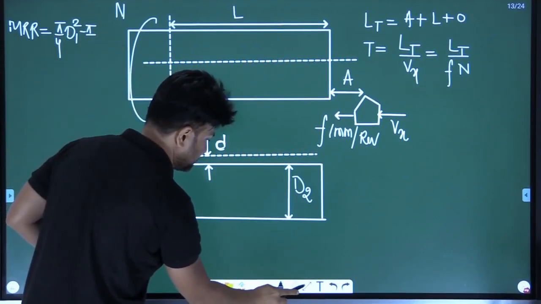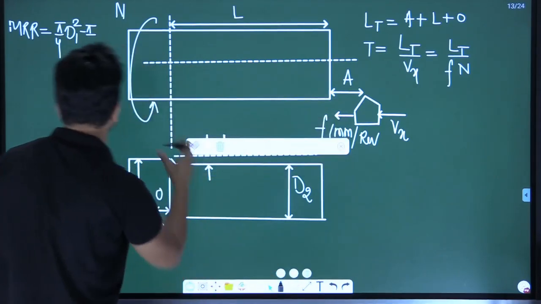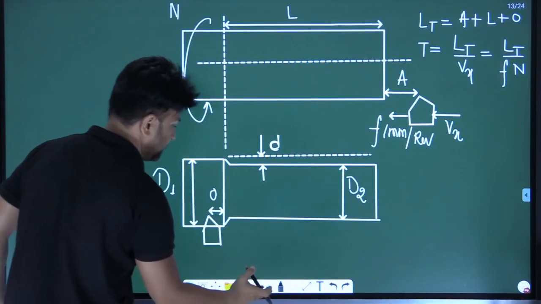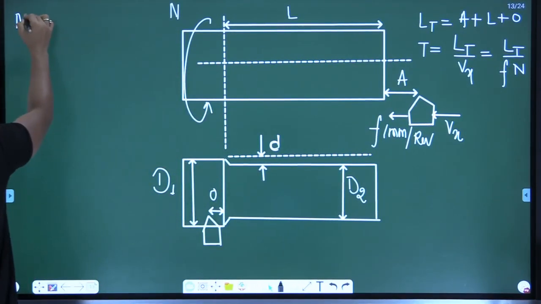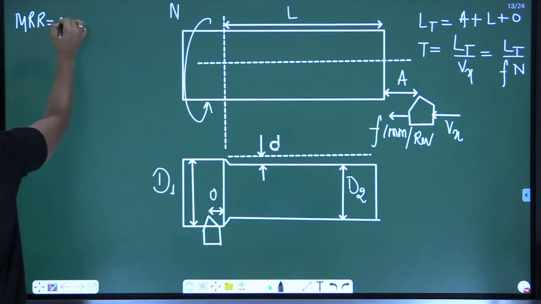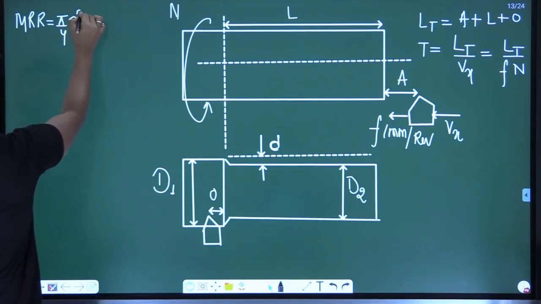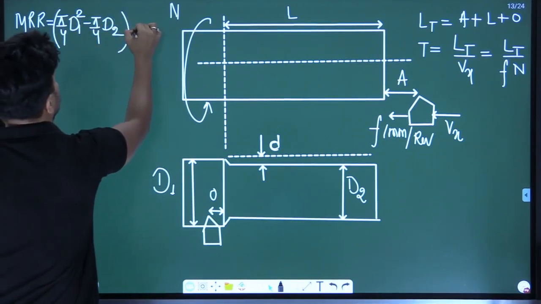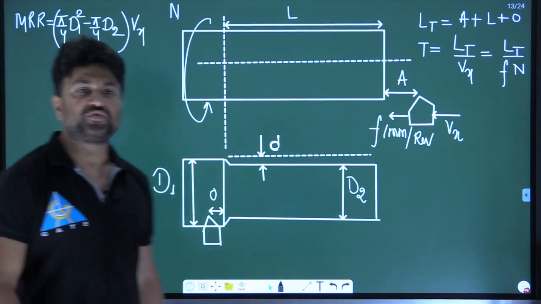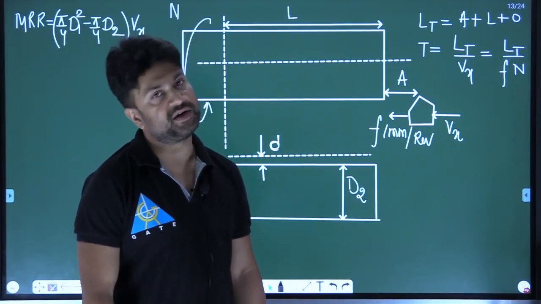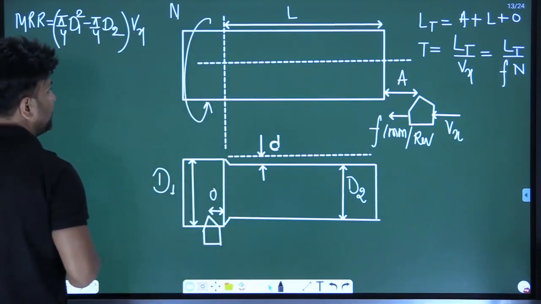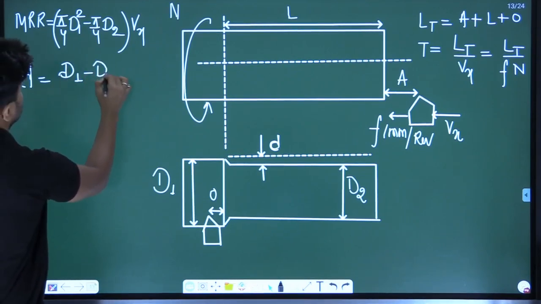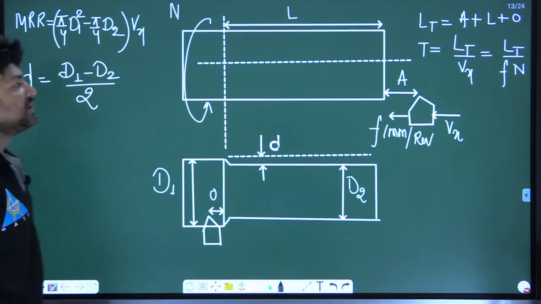Here the space is less, so what should I do? I will shift that thing here. Yes, now I will write. See, material removal rate is equal to pi by 4 D1 square minus pi by 4 D2 square into Vx. That much volume per second is going to be cut, my dear. And what is depth of cut? Very simple. Depth of cut is (D1 minus D2) divided by 2. That is depth of cut.